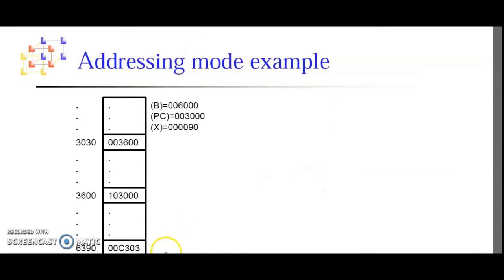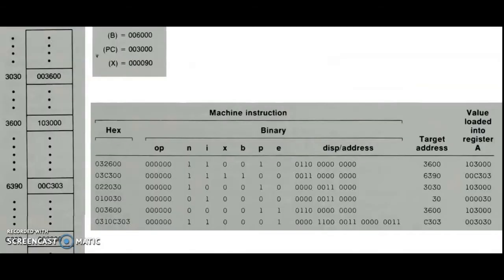So we can understand this with the help of an example. In this you have memory, in which some values are stored at the memory addresses. So we are initializing some values, assuming the base register has 6000, PC has 3000, and X has 90. So base register, PC, and index register.